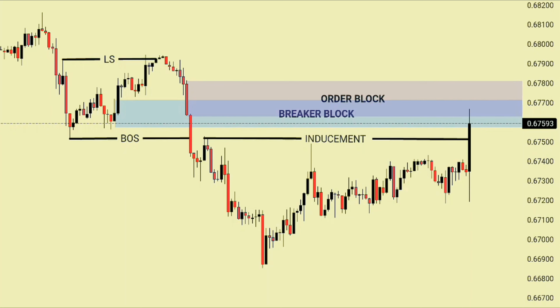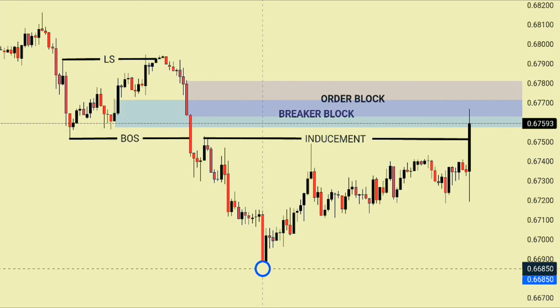Inducement is like bait. The market creates a false sense of direction, encouraging traders to enter too early so their stops can be grabbed later. Once the inducement liquidity is taken, price finally taps into the order block, exactly as expected.